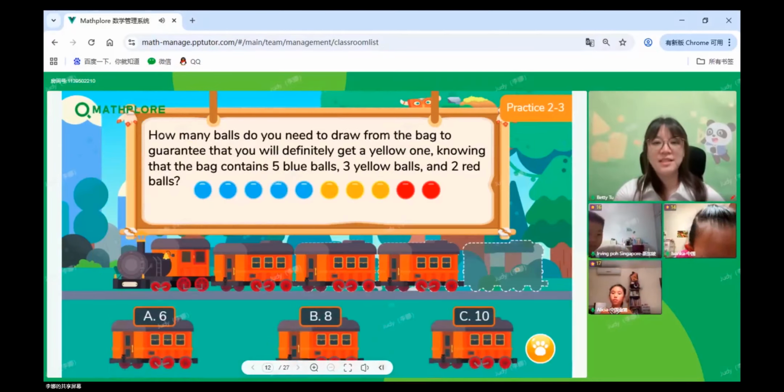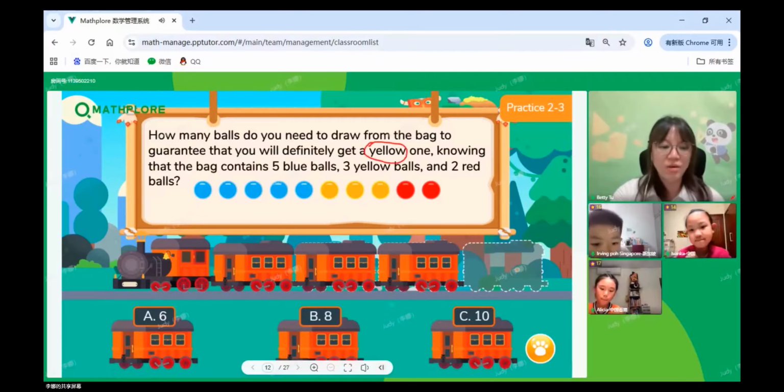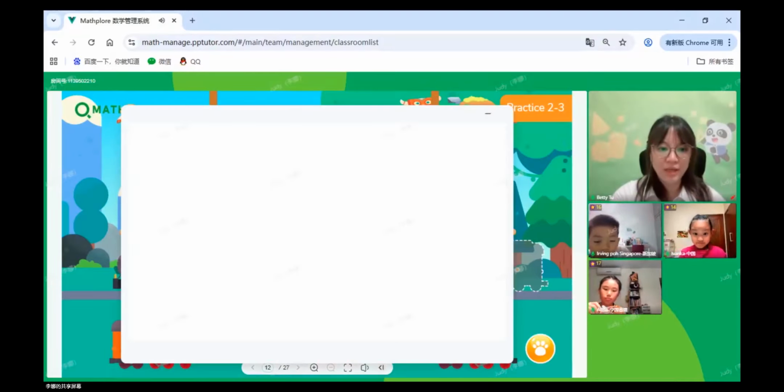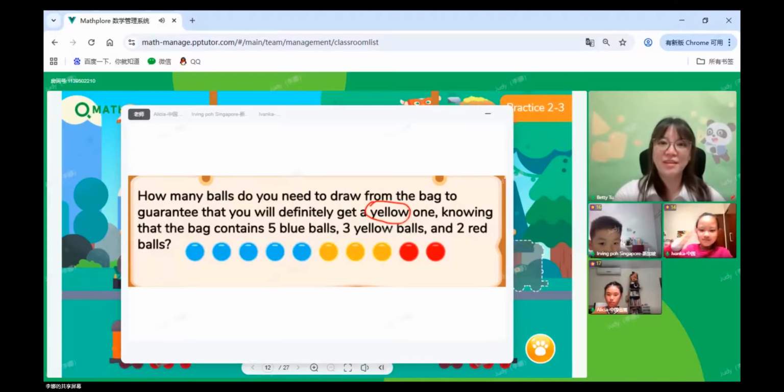All right, everybody, let's take a look at this question. We are going to use the worst case scenario. This time we need to guarantee that we get the yellow ball. So how many times do we need to try at least, then we can get the yellow one? 1, 2, 3, 4, 5, 6, 7, 8.